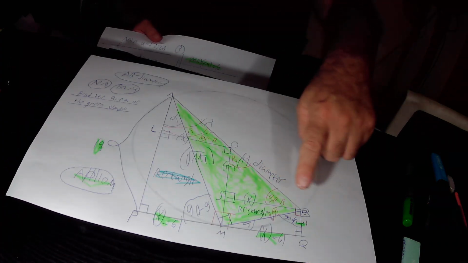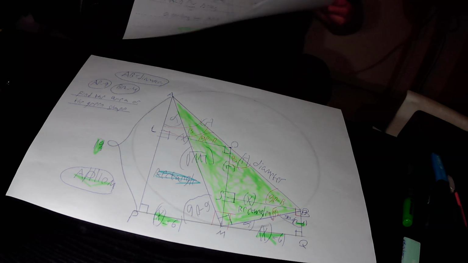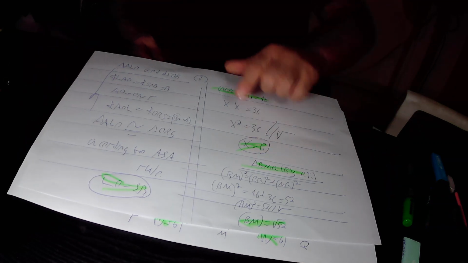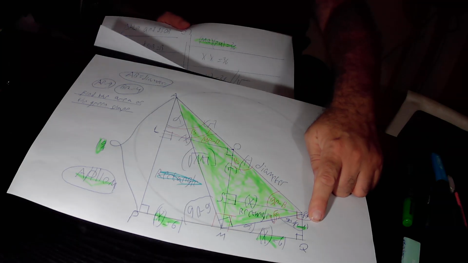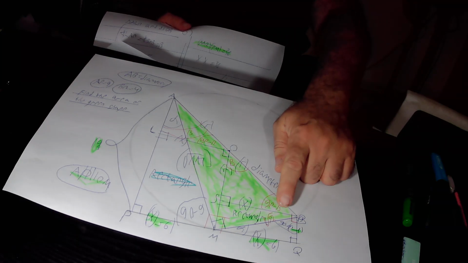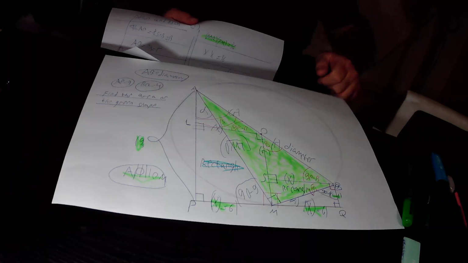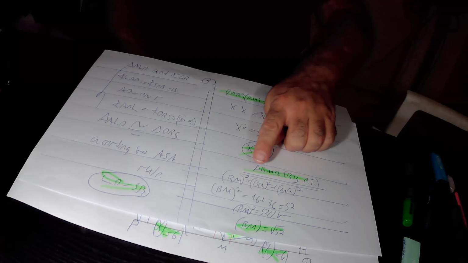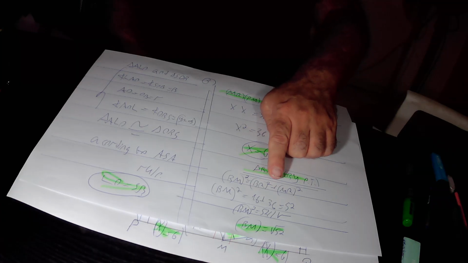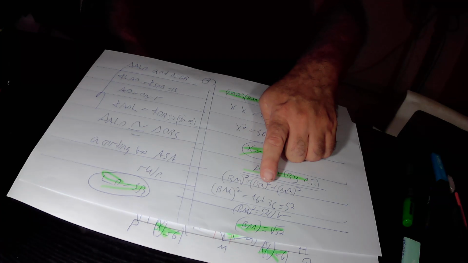BM is the missing side, so it is BM squared equals BQ squared. BQ is 4, therefore BQ squared is 4 squared, that is 16, plus MQ squared. MQ is 6, therefore MQ squared is 6 squared, that is 36. So in total, BM squared equals 16 plus 36, that is 52.